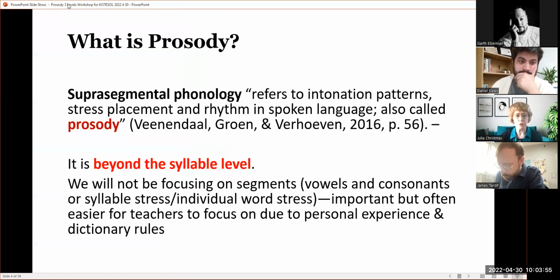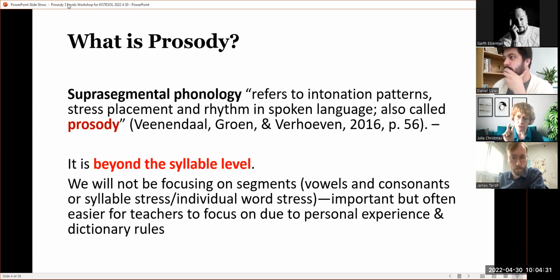So we're going to be looking at suprasegmental phonology, and it's the intonation patterns, the stress placement, the rhythm in spoken language, and that's prosody. And it is beyond the syllable level, and that's really, really important. I'm sorry if I'm already preaching to you things that you already know, but that's the difficulty of these types of workshops, is you really don't know. You can have people who are experts and people who have never been introduced to the topic at all, so bear with me.